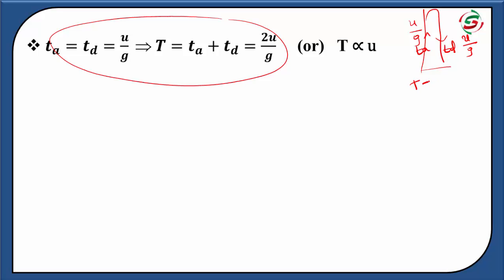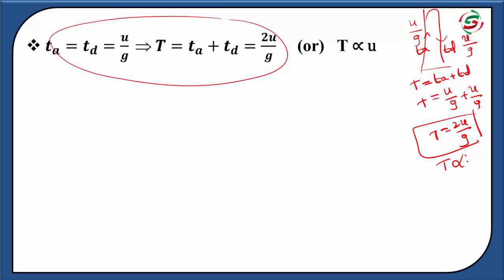Then therefore, total time T is equal to time of ascent plus time of descent. This is called time of flight. Time of flight means the time taken by the body to reach the initial position. The body is thrown upwards and takes a certain time to reach the initial point. That is T is equal to TA plus TD, which is u divided by g plus u divided by g. So T is equal to 2u divided by g, and the time of flight is directly proportional to the initial velocity.